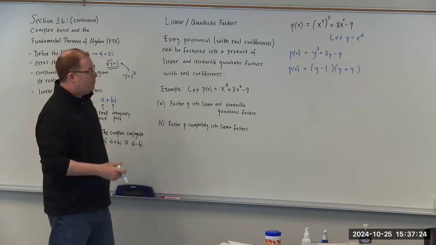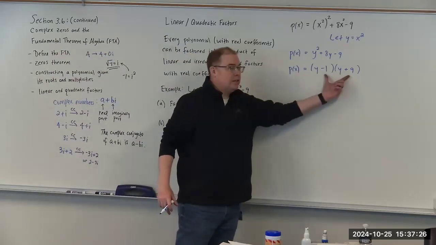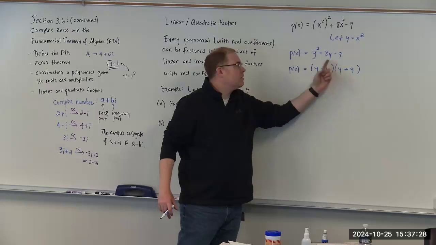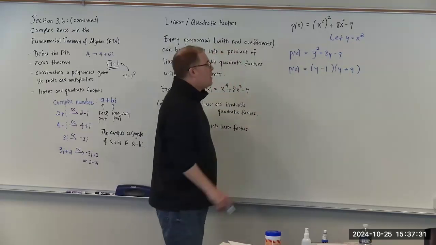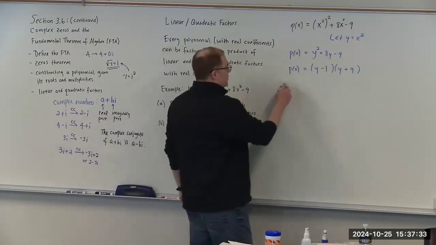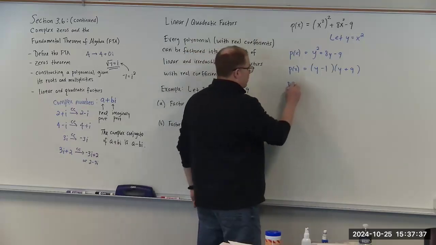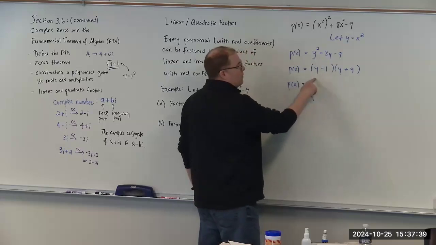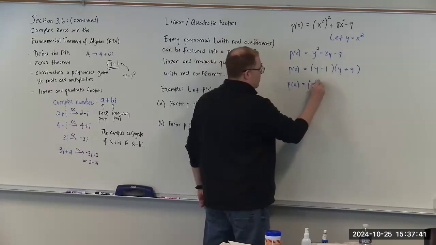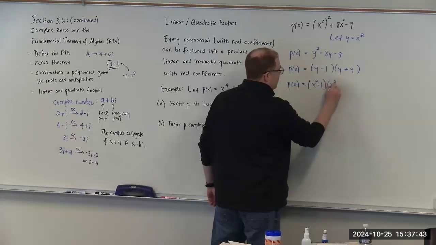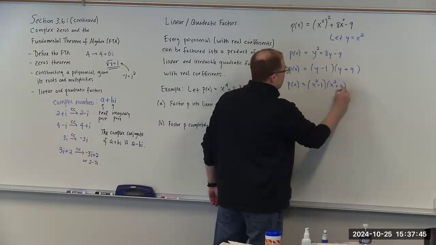-1 times 9 is -9. And at the same time, when we take the sum of these, in other words, -1 plus 9 is going to give us 8. So this means that we have, replacing y with x squared, x squared minus 1 times x squared plus 9.